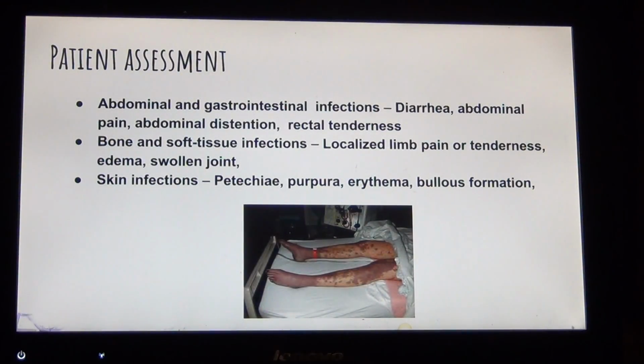Also, you need to check for abdominal and gastrointestinal infection: diarrhea, abdominal pain, abdominal distension, and rectal tenderness. Bone and soft tissue infection: localized limb pain or tenderness, edema, swollen joints, skin infections such as petechia or purpura, erythema, and bullous formations. This picture right here shows petechia. You can also call that purpura, from my understanding.